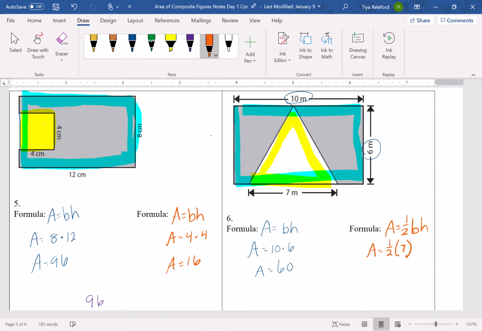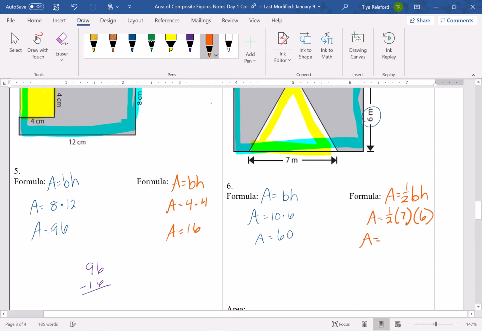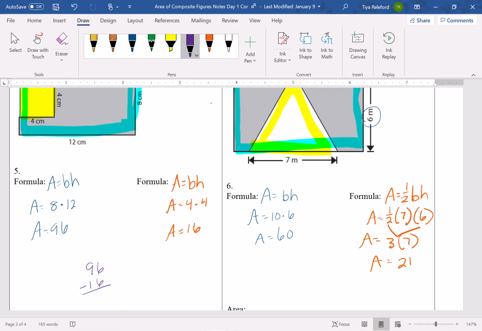Base is going to be 6. So we talked about when you multiply by 1/2, it's the same as dividing by 2, and you can multiply in any order you want. So I'm going to multiply 1/2 times 6 and get 3, and then I'm going to keep the 7. And then 3 times 7 is 21. Now again, you're subtracting big rectangle minus the triangle.